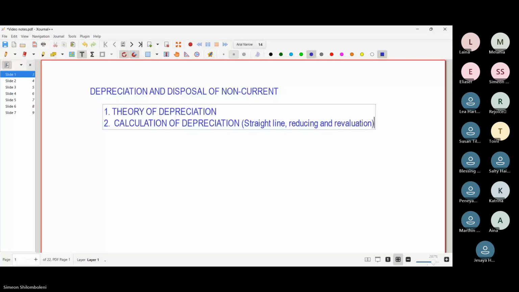The second thing that I expect you to know is the calculation of depreciation. This is now using the three methods. The three methods that we are going to use are straight line, reducing balance, and revaluation. I expect that you know how to calculate depreciation.